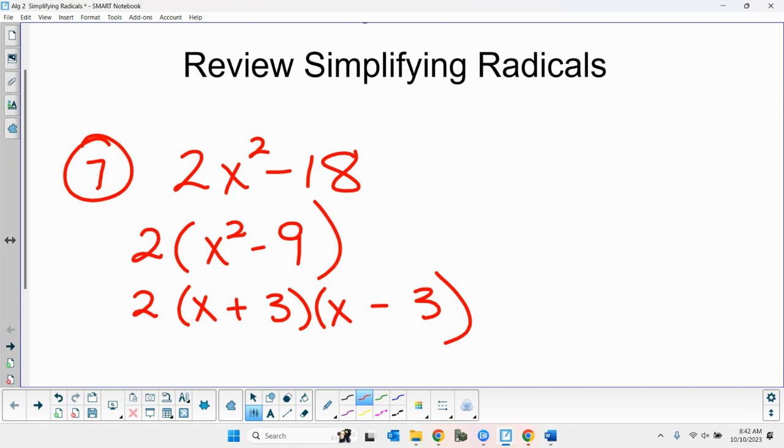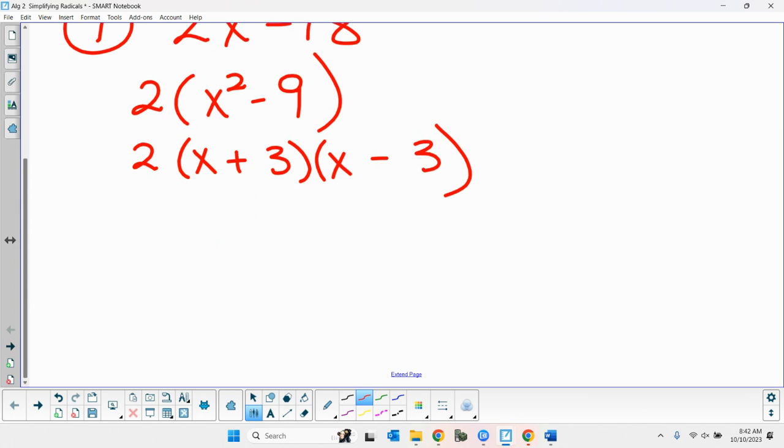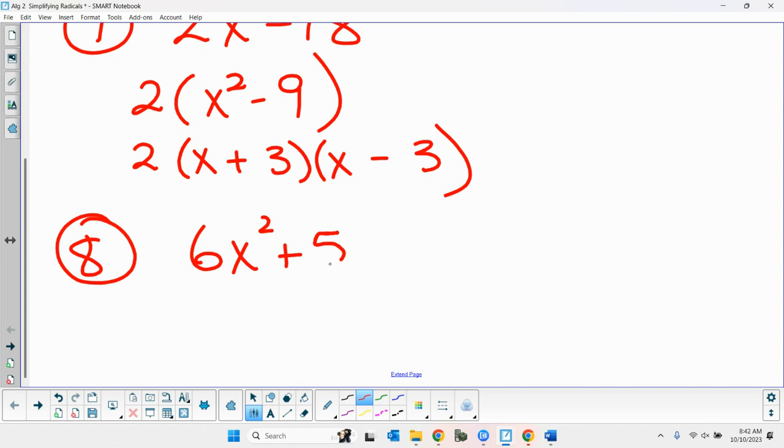Number 8. Lucas, you find it? x plus 4x plus 4. No. Cool. 2x minus 1, 3x plus 4. Yes, let's look at that one. We got 6x squared plus 5x plus or minus 4.